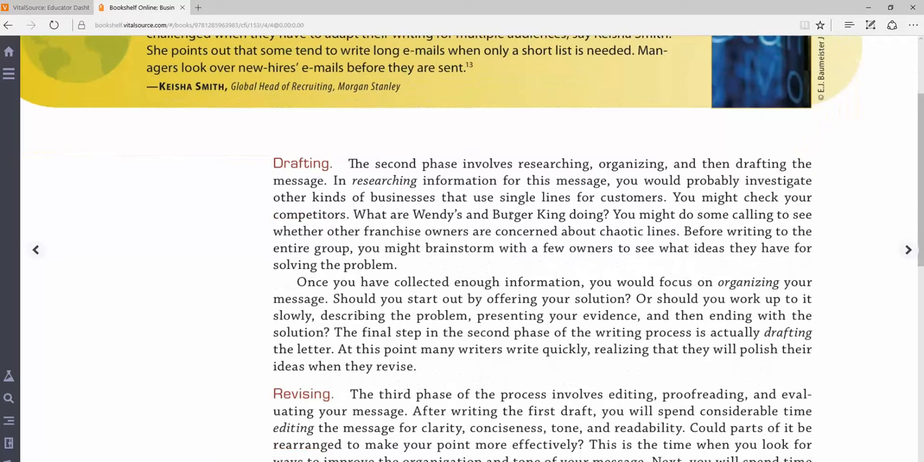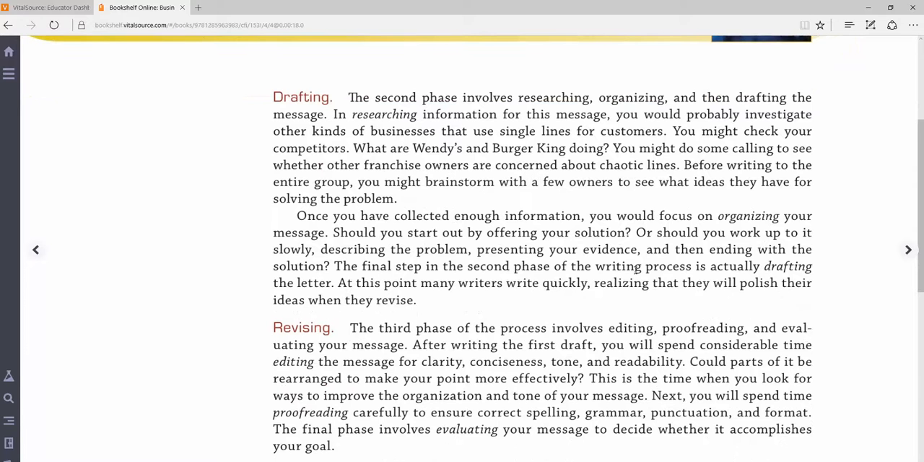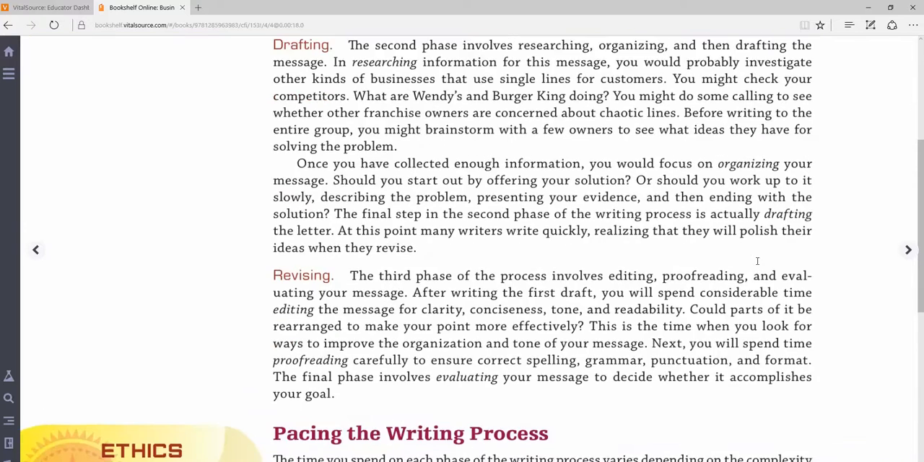Drafting, the second phase, involves researching, organizing, and then drafting the message. In researching information for this message, you would probably investigate other kinds of businesses that use single lines for customers. You might check competitors Wendy's and Burger King and what they're doing. You might do some calling to see whether other franchise owners are concerned. In other words, you have to kind of do some footwork. Once you've gathered the information, you're going to focus on organizing and drafting the letter.